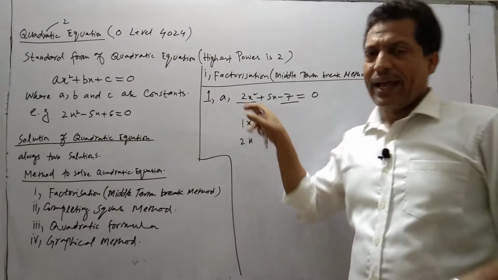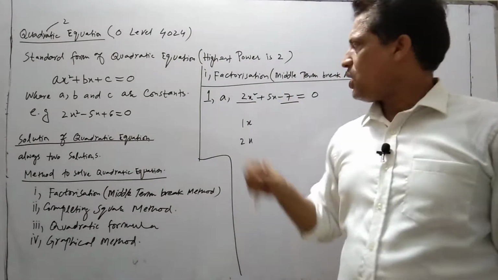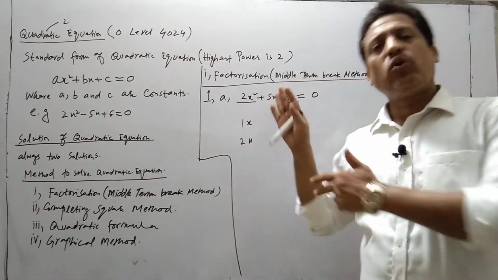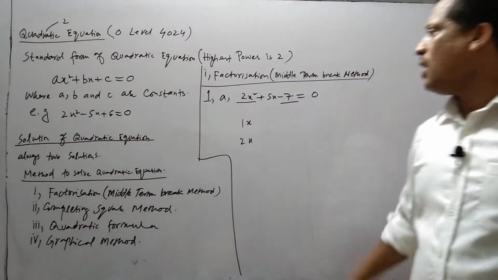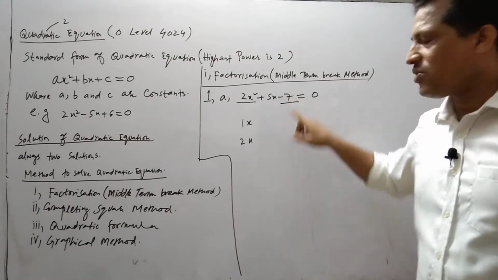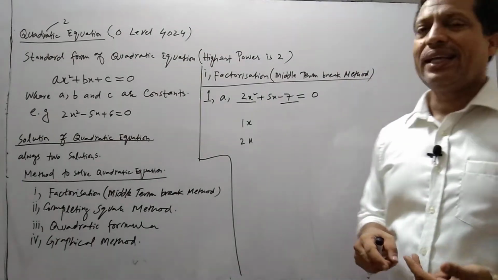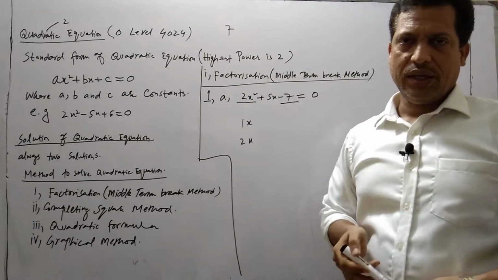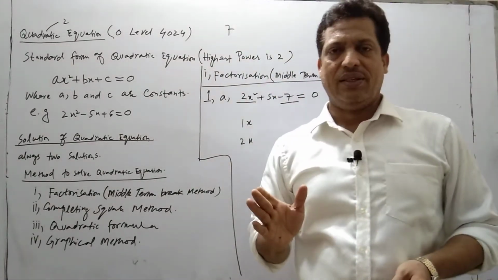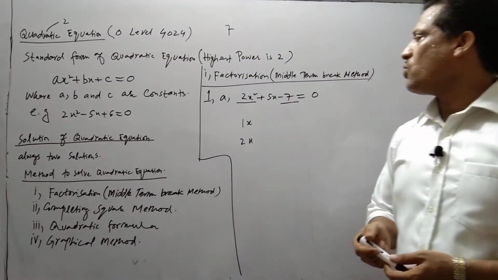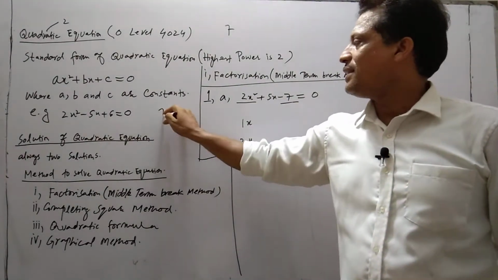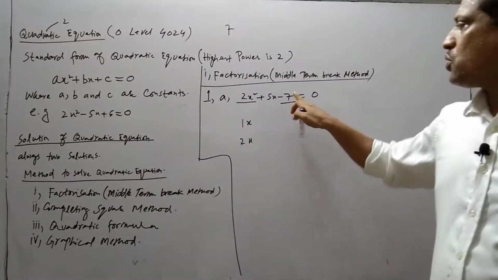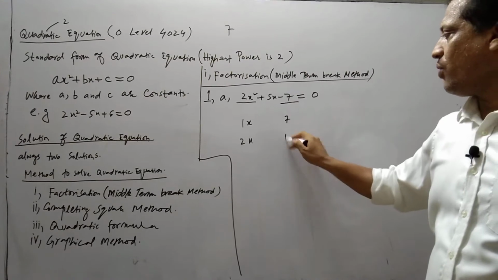So always break the first term into two terms. 2x² can break into 1x and 2x, or you can write 2x and 1x, no issue. Now focus on the last term. The last term is 7. You have to break this 7 into two numbers. But you know, there are no two numbers other than 1 which can break 7. So we have only one option to write 7, which is 7 into 1. I hope you understand. So 7 can break into 7 into 1.